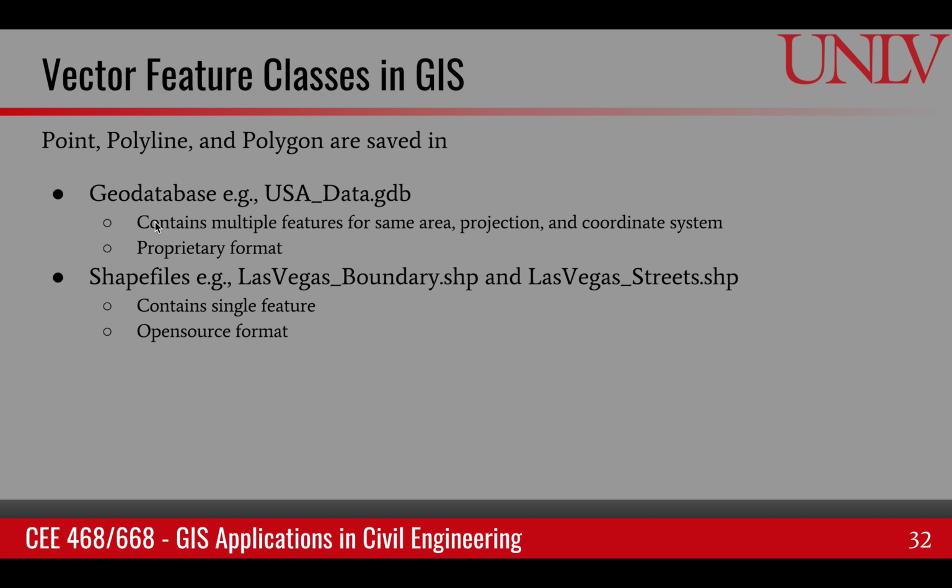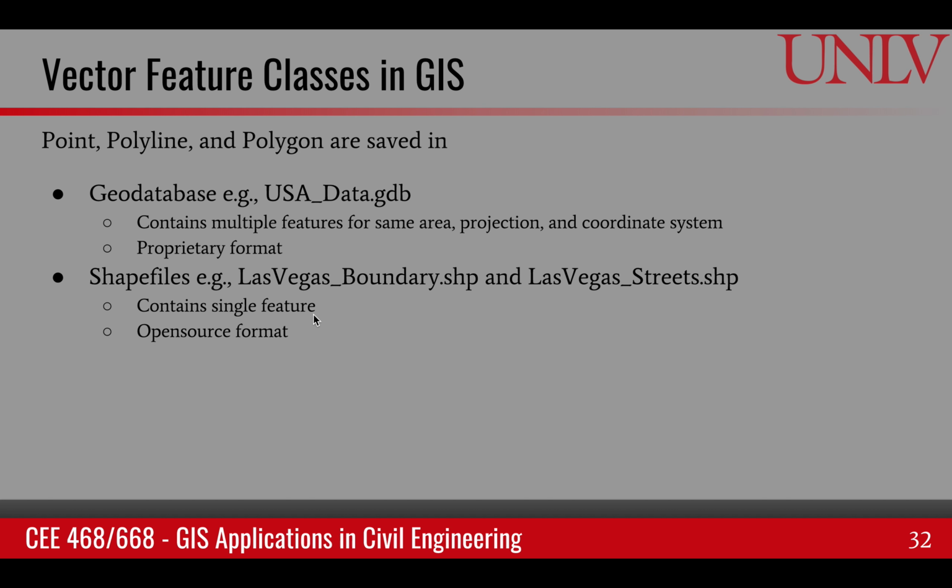A geodatabase is a database that has many feature classes included in it. So if you remember when you expanded USA_data, it had states, cities, and some other feature classes. And so it contains multiple feature classes, but the key is that those feature classes represent the same area on the ground. They have the same projection and same coordinate system. So we have grouped them into a single file.